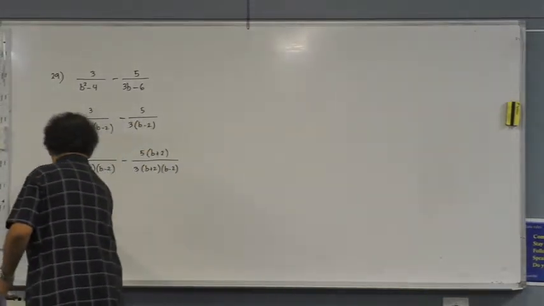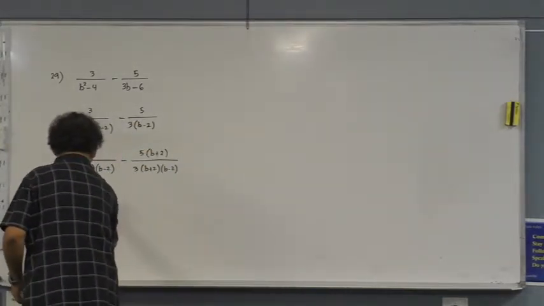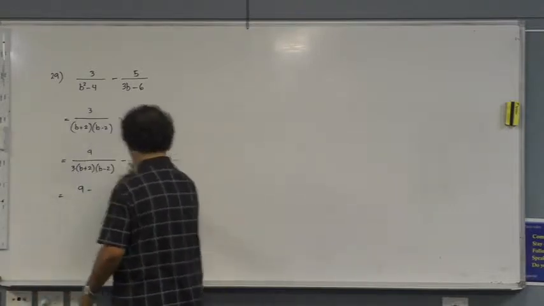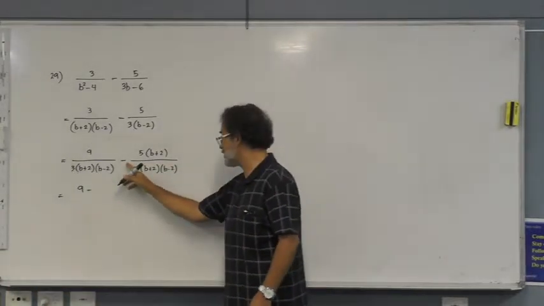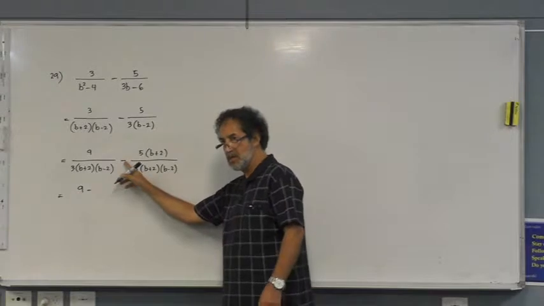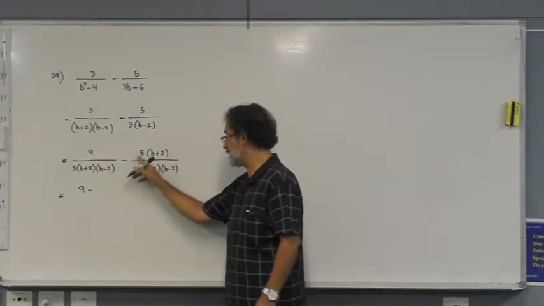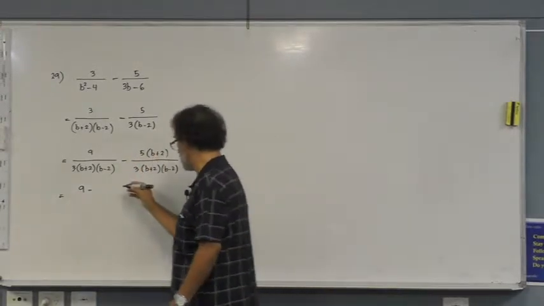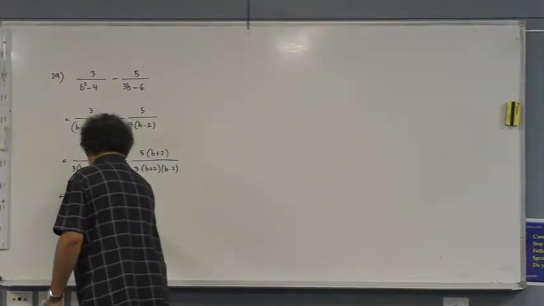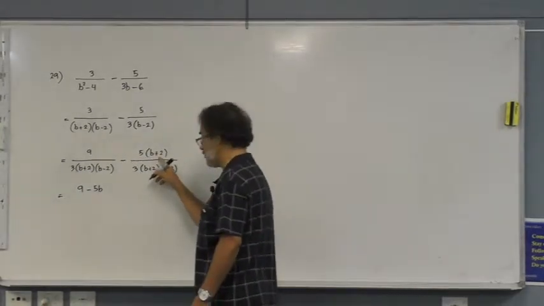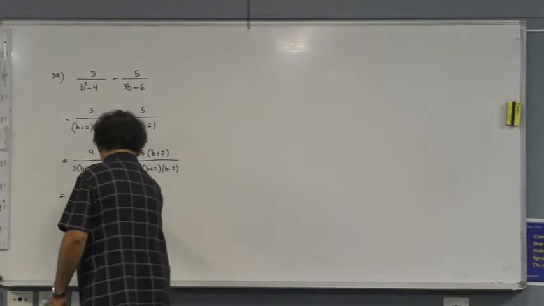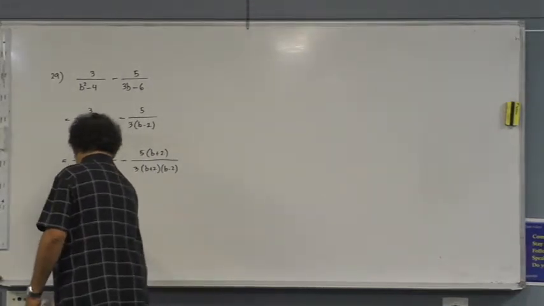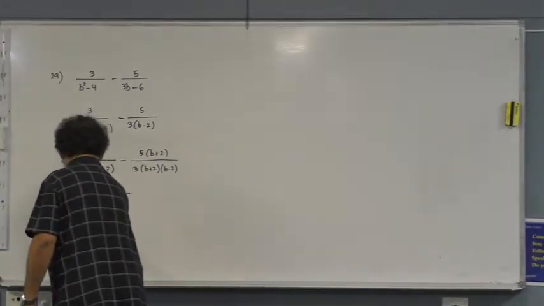So it's going to be 9 minus. Now in here is where we have to be careful, because in here you're going to be multiplying this, which is negative 5 times b, which is going to be negative 5b. And then we multiply negative 5 times positive 2, so it's going to be minus 10. And then we keep the same denominator.